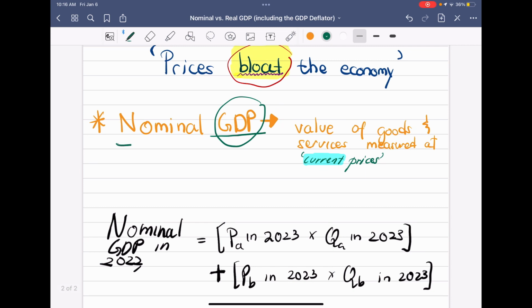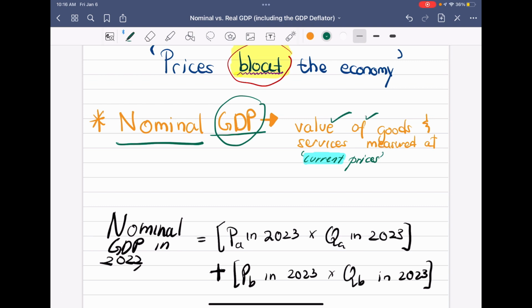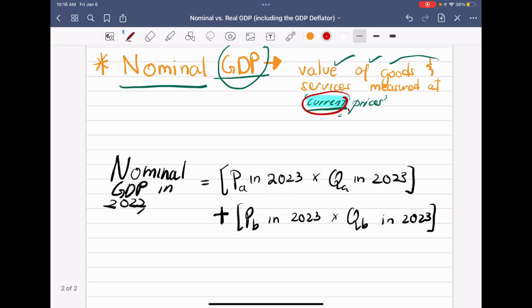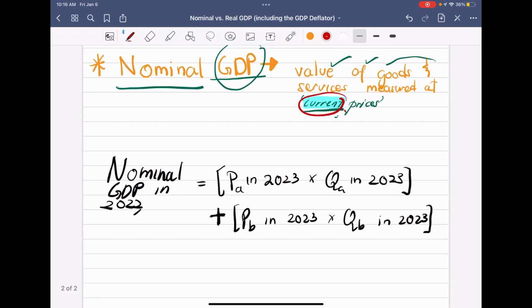First, there is what is called nominal GDP. Nominal GDP is defined as the value of goods and services measured at current prices. The key word here is current, right? Current prices. So let's say there is a hypothetical economy consisting of two goods. Let's say good A, it could be anything, and good B.